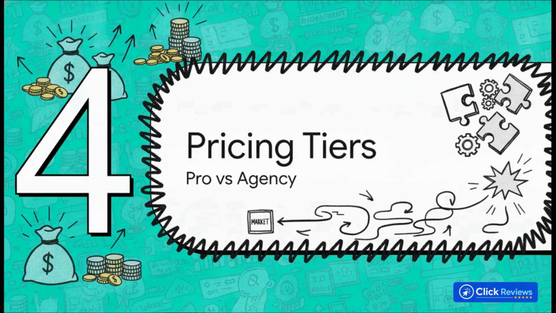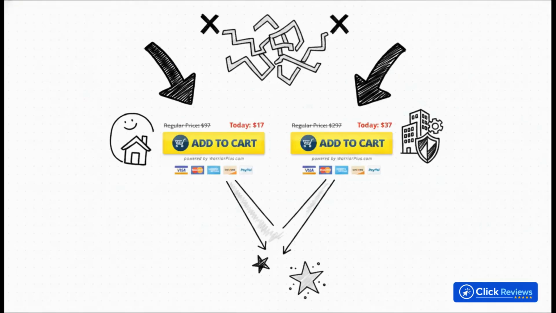Okay, let's talk money. In part 4, pro versus agency pricing. You know how a lot of product launches drag you through this crazy, dizzying maze of hidden upsells and downsells? Well, Member Portal Builder does the exact opposite. They offer two distinct, standalone paths right at checkout. You simply choose between a $17 Pro option or a $37 agency option. No sneaky funnel sequences. You just pick exactly what fits your needs from day one.